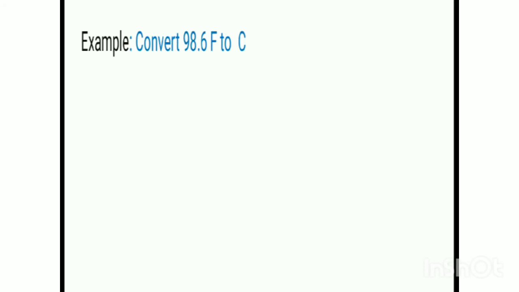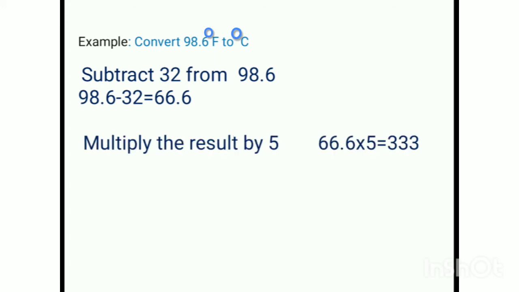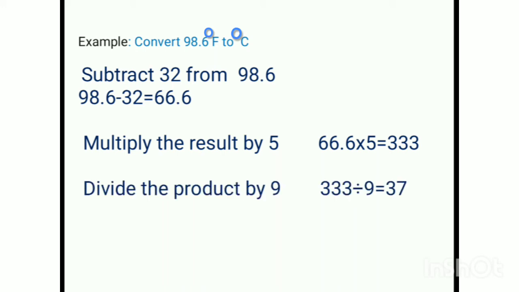Convert 98.6 degree Fahrenheit to degree Celsius. Subtract 32 from 98.6. That is 98.6 minus 32 is equal to 66.6. Multiply the result by 5. 66.6 into 5 is equal to 333. Divide the product by 9. 333 divided by 9 is equal to 37. Thus, 98.6 degree Fahrenheit is 37 degree Celsius.